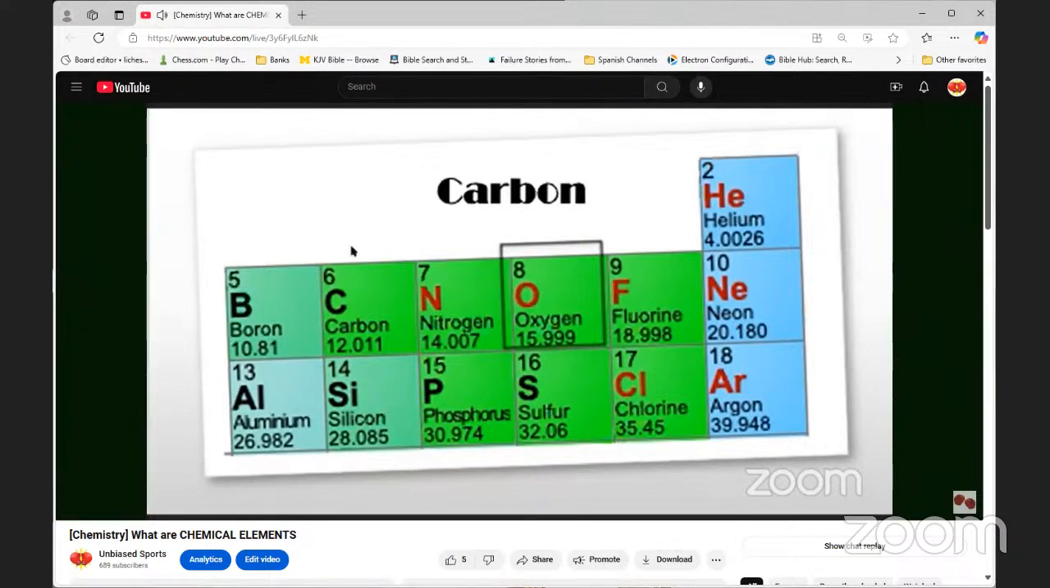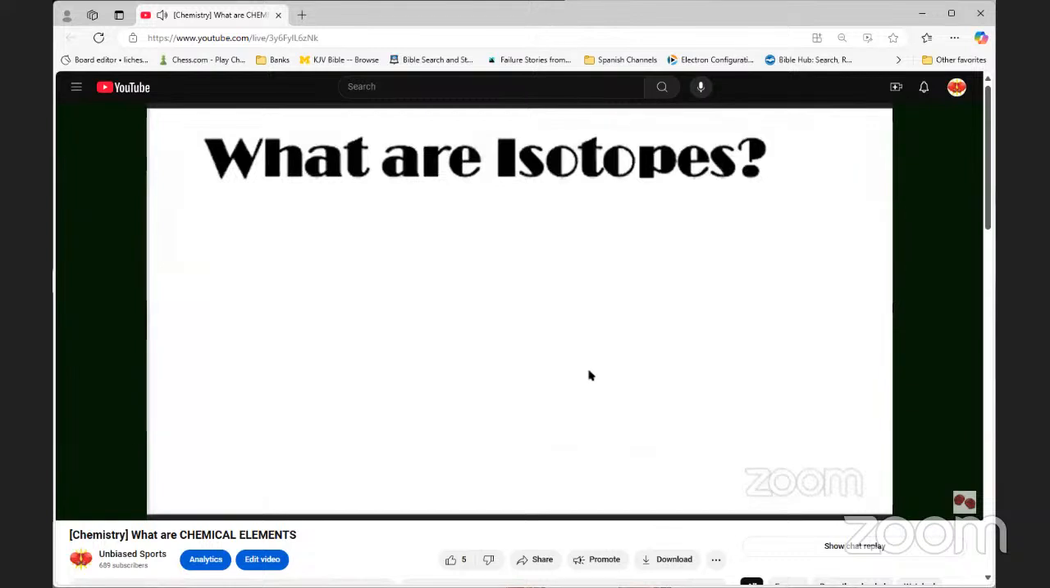If this same atom adds an additional neutron, what happens? Then the element type stays the same. It's still carbon. However, the atomic mass, or the weight, changes, because when you add the protons and neutrons, that tells you the atomic mass, and that's the weight of the atom.